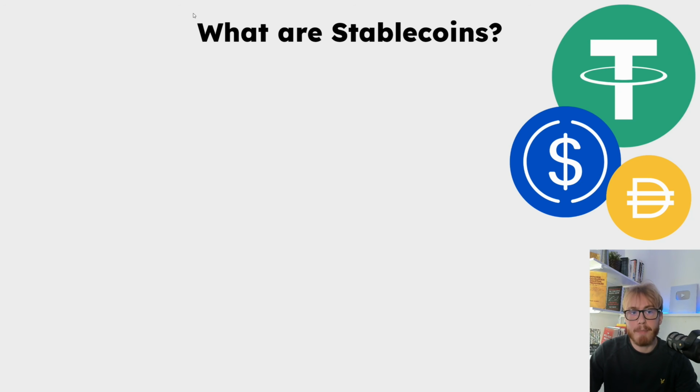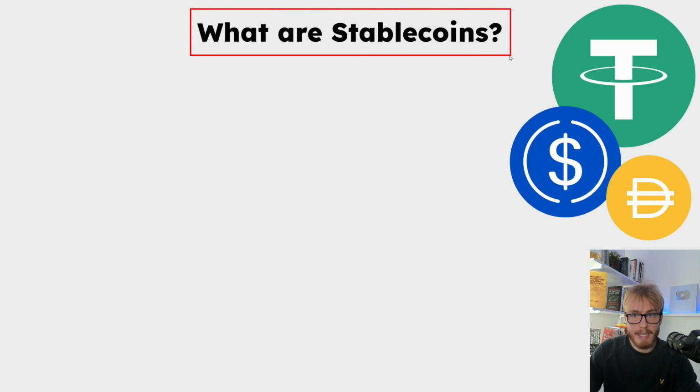It's finally time to learn about stablecoins. And here on the right, we have a few examples of stablecoins. We have US dollar Tether that we have been talking about. We have the US dollar USDC, which is right here. And here we have another example of a stablecoin called DAI.